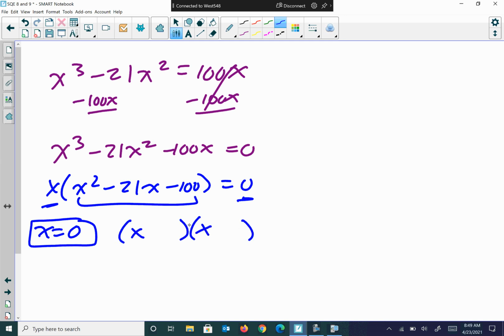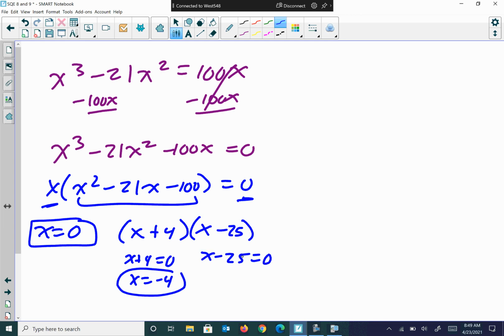X and x. I need positive and negative. And so it's going to be a negative 25 and a positive 4. That would add up to be negative 21. So that's going to give me x plus 4 equals 0, so x equals negative 4. X minus 25 equals 0. Add 25 to both sides. So this, this, and this are all your answers. Cool? All right.